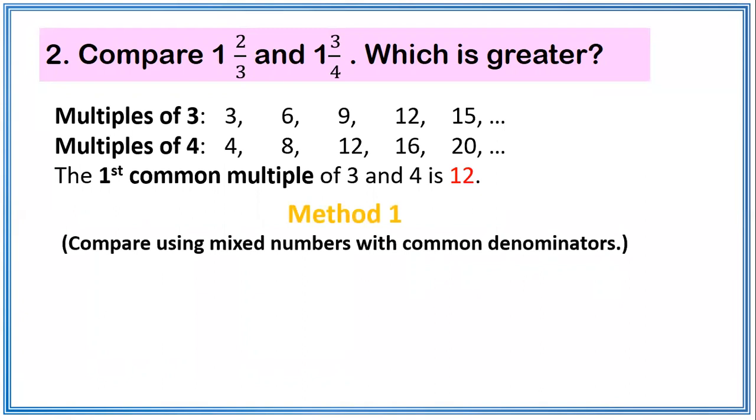So in this example, we can use two different methods in order to find which is greater. So for method 1, we can use this by comparing using mixed numbers with common denominators.